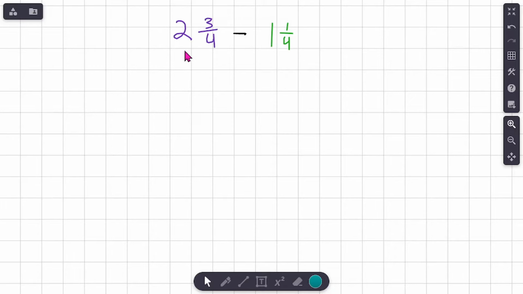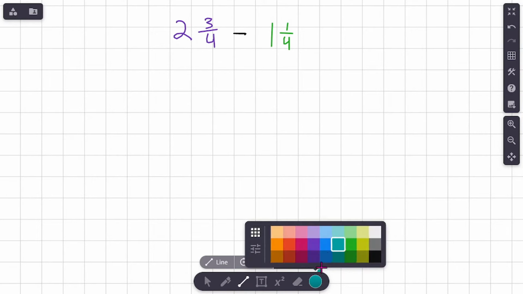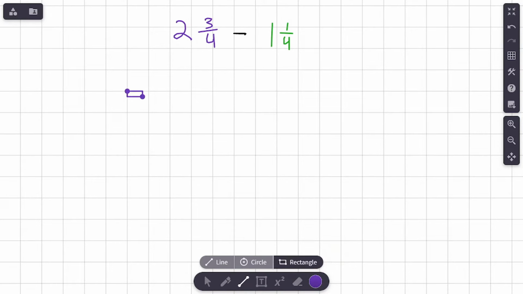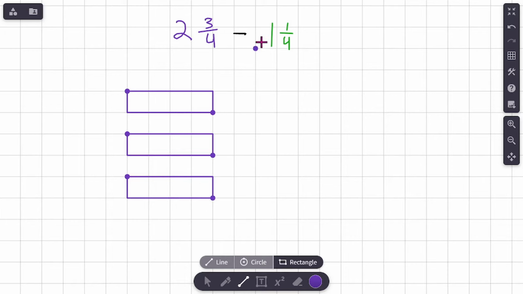So what I'm going to do is I'm going to draw a model for 2 3/4. Okay, that's what we need to do first. So go ahead and draw 2 3/4. Let's go ahead and show that because we're not going to be able to subtract until we show it, okay? So we've got 2 wholes, so let me color in 2 whole models. Here's 1 whole model. Here is 2 whole models.